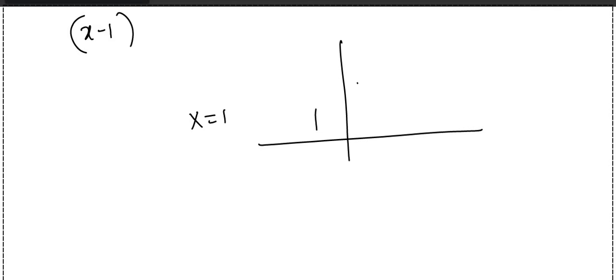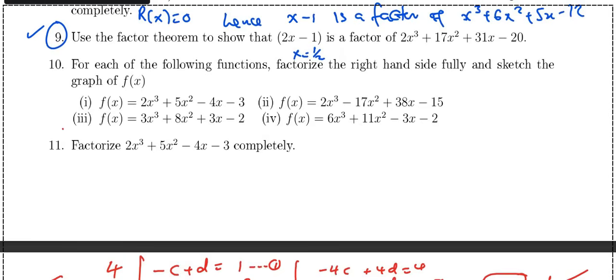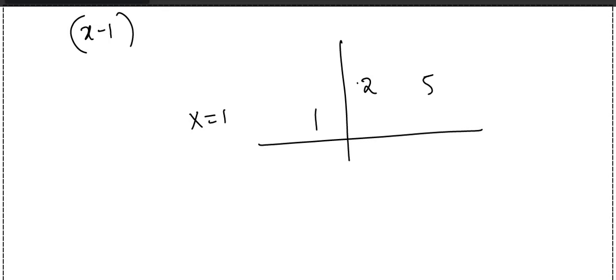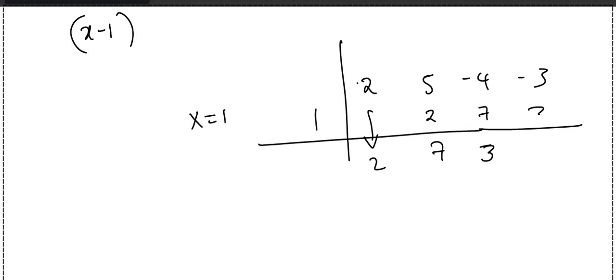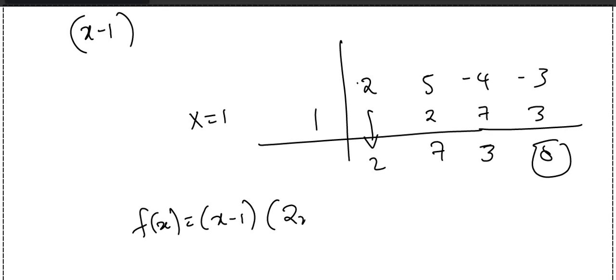Once you get the first thing, which is x minus 1, it's easy to get the rest, because when x is equal to 1, you can just plug it in there. There's a 2, 5, negative 4, negative 3. Bring down the 2 there. This is going to be 2. That's 7. That's going to be a 3. Then this is going to be a 3, gives you a 0. Meaning f of x is equal to the first factor and the quotient that we've gotten, 2x squared plus 7x plus 3. We try to solve this as well.